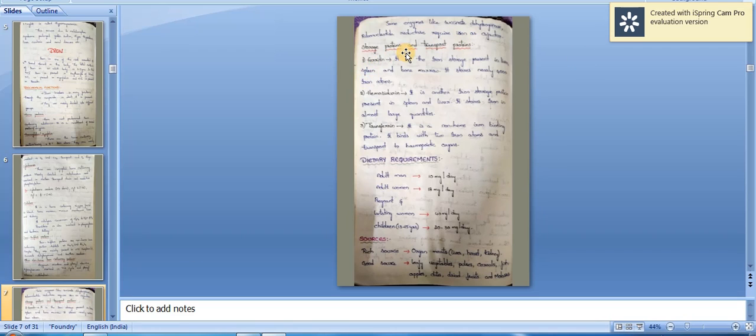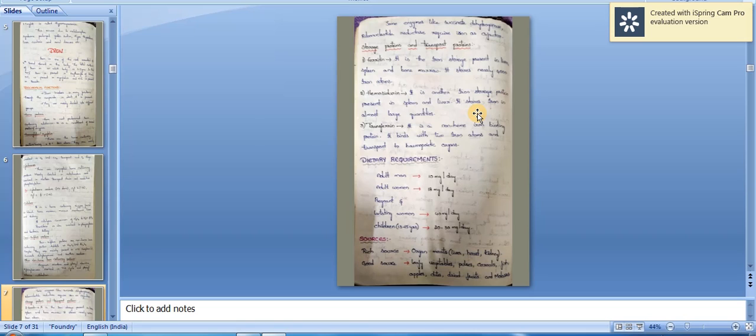Storage proteins and transport proteins involve ferritin, hemosiderin, and transferrin. Let us discuss ferritin. It is the iron storage protein present in liver, spleen, and bone marrow. Ferritin stores nearly 4,000 iron atoms.